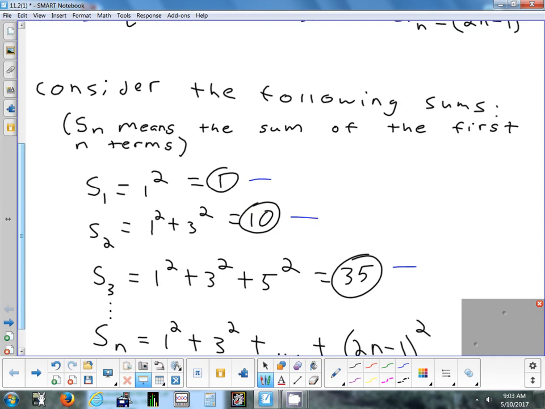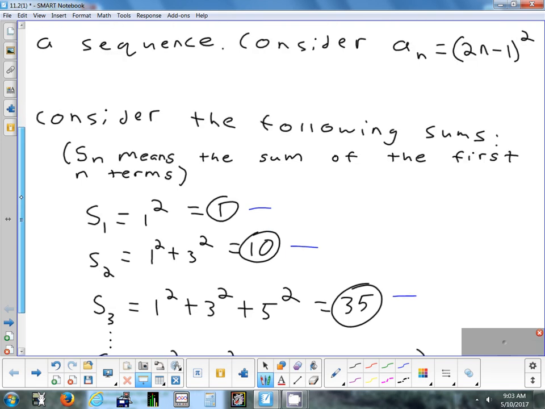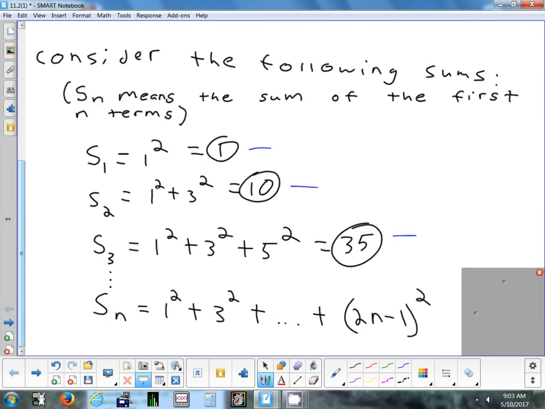And this is a common one, okay? You're adding up the first n odd numbers squared. That's how you would describe this. So if you wanted to find S sub 10, you would be adding up the first 10 odd numbers squared. 1 squared, 3 squared, 5 squared, all the way up to the 10th odd number. Okay. Any questions on that idea? Okay. So we'll see that notation a lot today, S sub something.